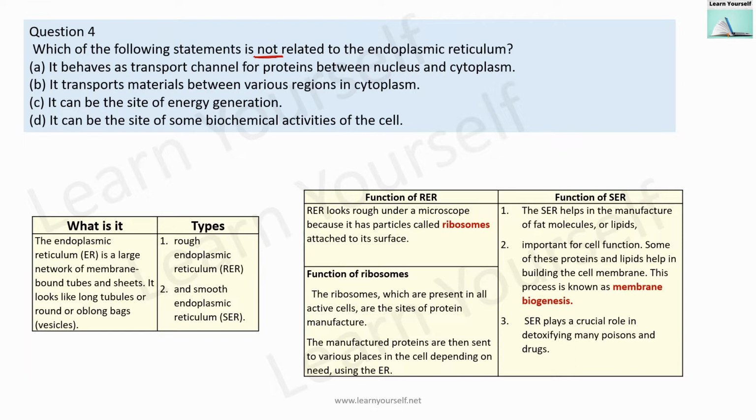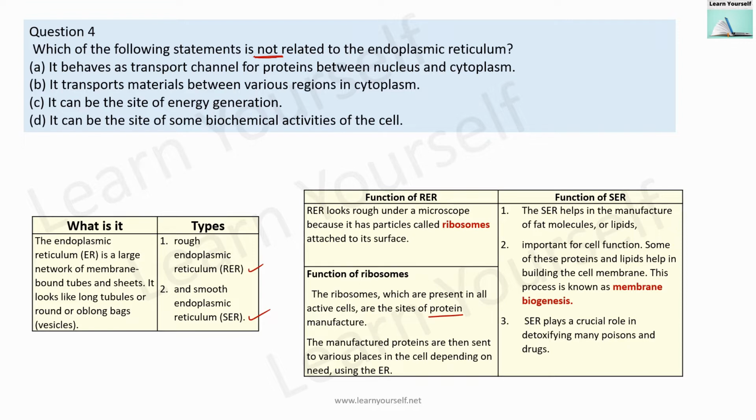So what is ER? It's a large network of membrane bound tubes and sheets. So it looks like long tubules or round or oblong bags. Now there are two types of ER, RER and SER: rough endoplasmic reticulum and smooth endoplasmic reticulum. Now rough endoplasmic reticulum is rough because it has ribosomes on its surface. Now the function of ribosomes is that they manufacture protein, and with the help of endoplasmic reticulum they send this protein to various sites of the cell.